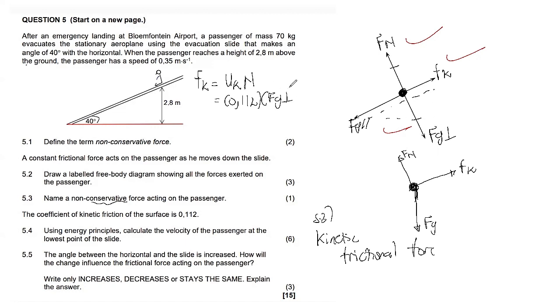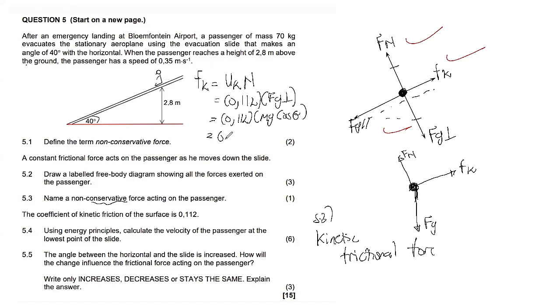So we can replace the normal force by Fg perpendicular, as we know that our vertical forces always balance each other out. So our vertical forces are always equal. To find the normal force on an incline, we have to equate it to the Fg perpendicular. Then this is 0.112. This breaks down to mg cos theta.